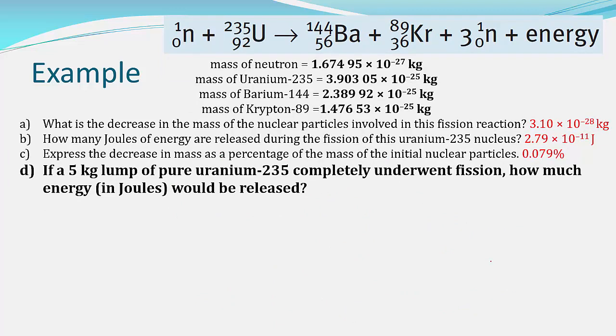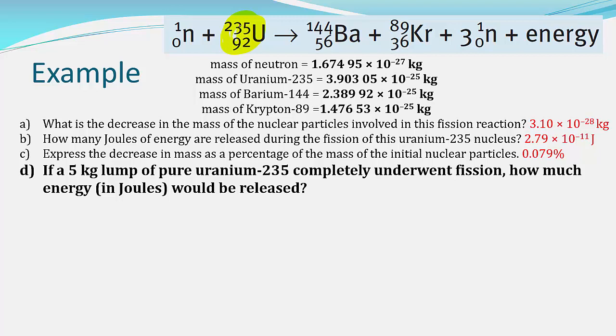Okay, so part 4 of this question is a bit more tricky. It's asking that if you have 5 kilos of uranium-235 and it completely underwent fission, how much energy in joules will be released? So if we were looking at that objectively, we've got 5 kilograms of uranium-235. Knowing that, if it all underwent fission, how much energy in joules would you get from that 5 kilogram bunch?